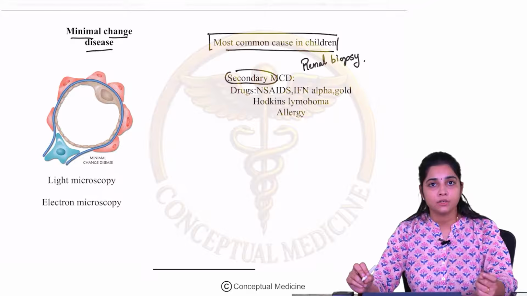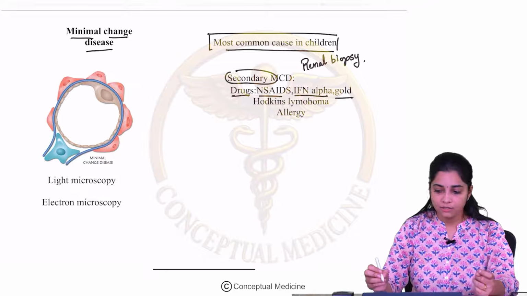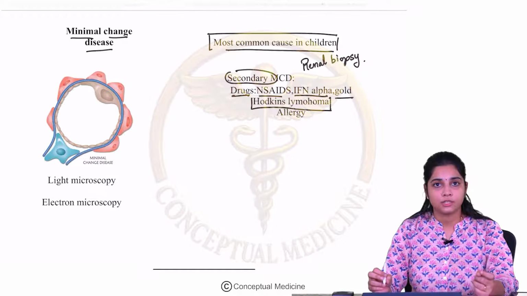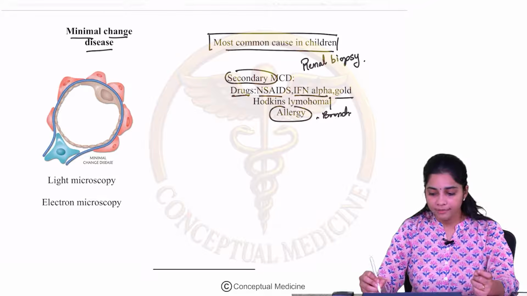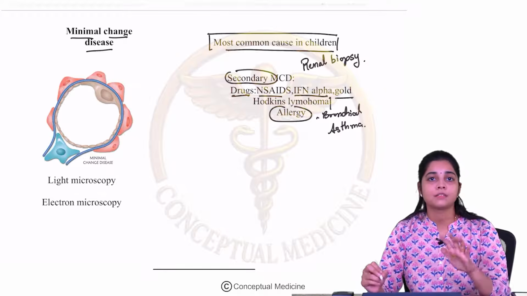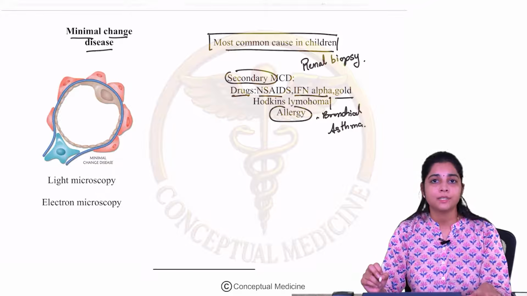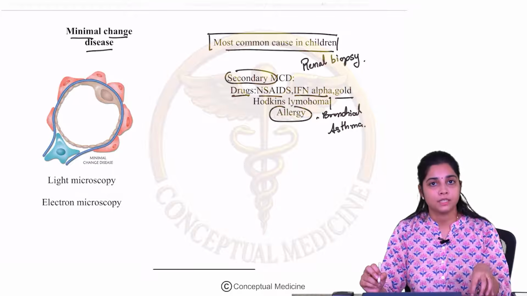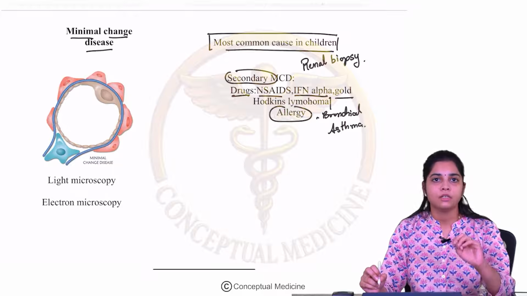What are the secondary causes for minimal change disease? It includes drugs like NSAIDs, interferon alpha and gold, and always remember to rule out malignancies like Hodgkin's lymphoma. Sometimes even allergies including bronchial asthma can predispose to minimal change disease. So these are the etiologies of minimal change disease. Always remember, in a child with nephrotic syndrome, you can directly treat as minimal change disease, but in an adult, always do a renal biopsy and rule out secondary causes for MCD.